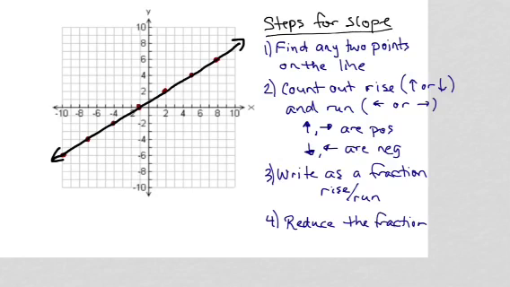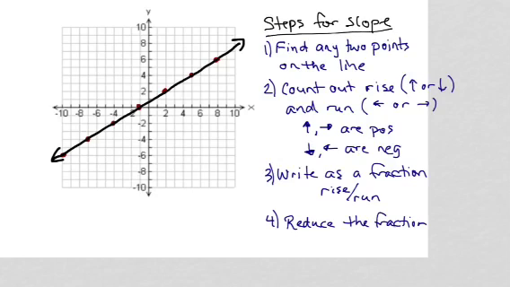So if we pick and choose wisely, we won't have to really do much fraction work. Even though our answer will end up looking like a fraction, we're not really doing much fraction work if we keep, again, our dots to the corner spots. So that's the first thing. Find any 2 points. Now we want to count out our rise, which is our up and down count, and our run, which is our left and right count.